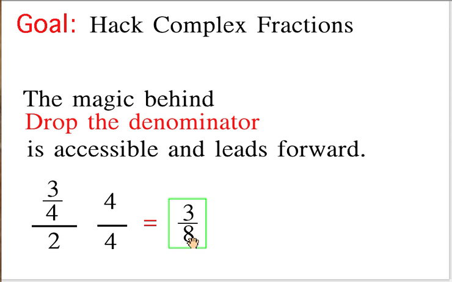I simply eliminated this step right here, the multiplication by the fancy form of 1. And instead created some lingo to describe what's happening, namely the denominator is being dropped.